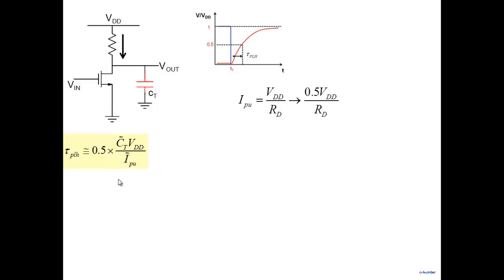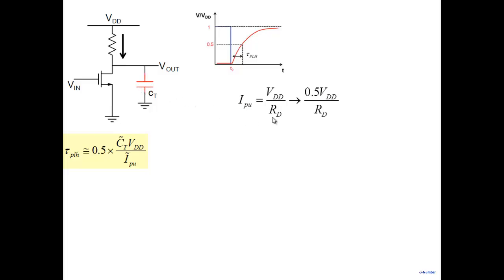Note that the limitation of a resistor is something that we can see here. If you look at this one, tau PLH is 0.5 CT VDD by I_PU. The pull-up current starts from VDD by RD and then drops to 0.5 VDD by RD. Ideally, what would you like? When you are charging this particular capacitor, if your pull-up element is capable of VDD by RD, you want it to supply VDD by RD for as long as possible.